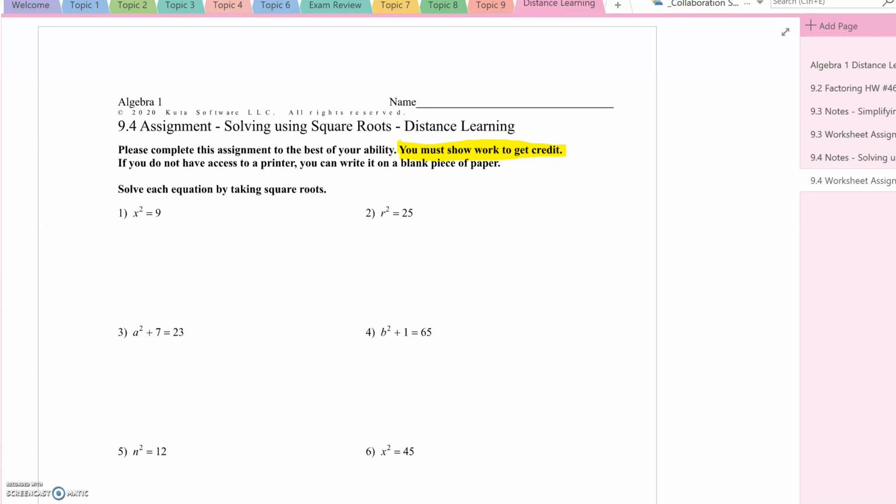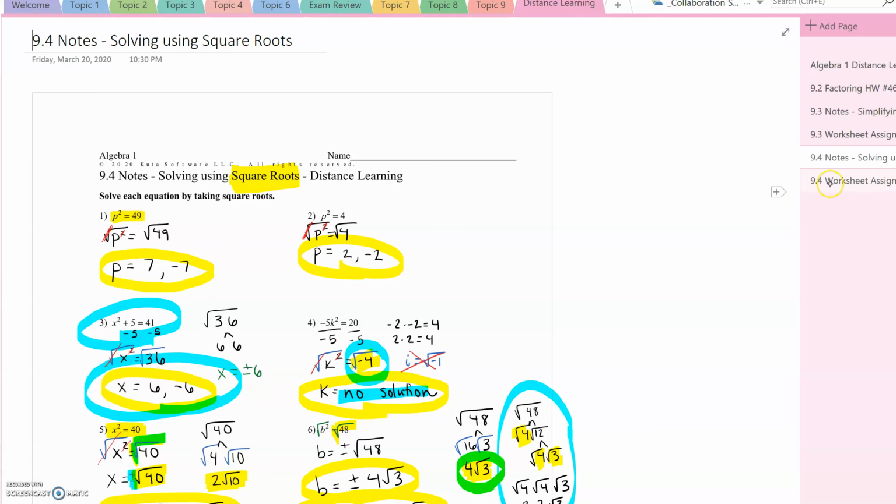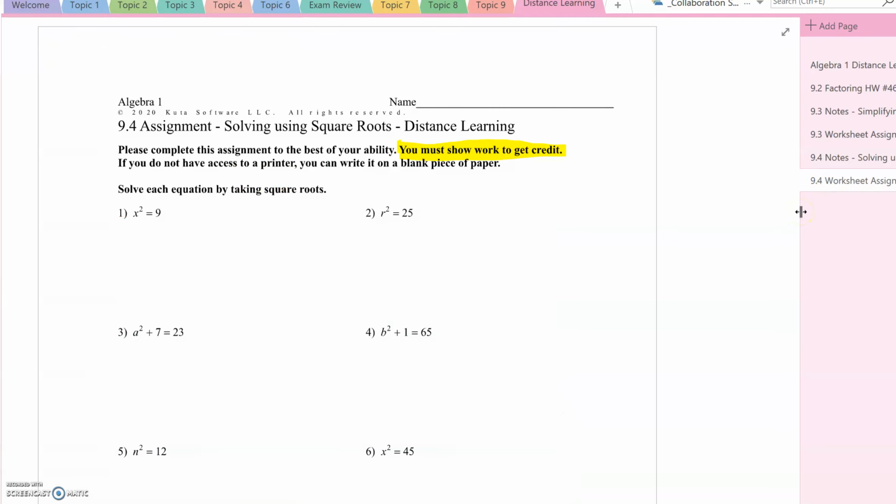So go ahead and use your remaining time here to work on your 9.4 worksheet and your 9.4 Pearson Realize assignment. Remember, I do want you to submit your 9.4 notes and your 9.4 worksheet to Schoology. Just submit your Pearson as you normally would, and I will get on Pearson and transfer those grades over just like usual.